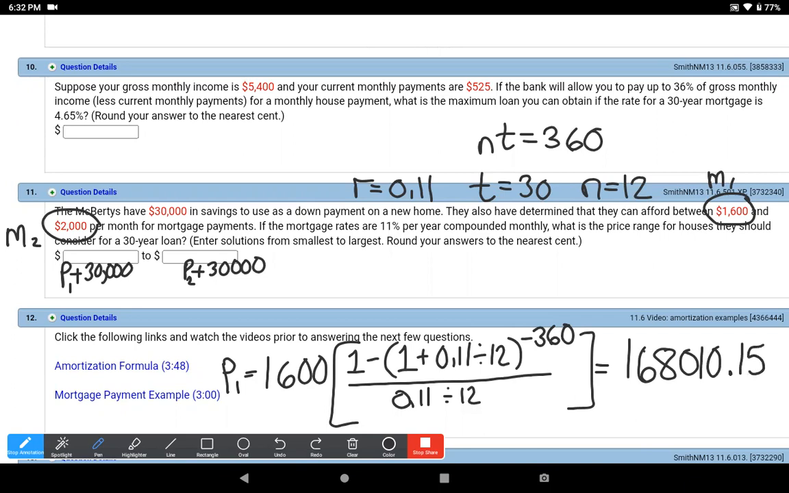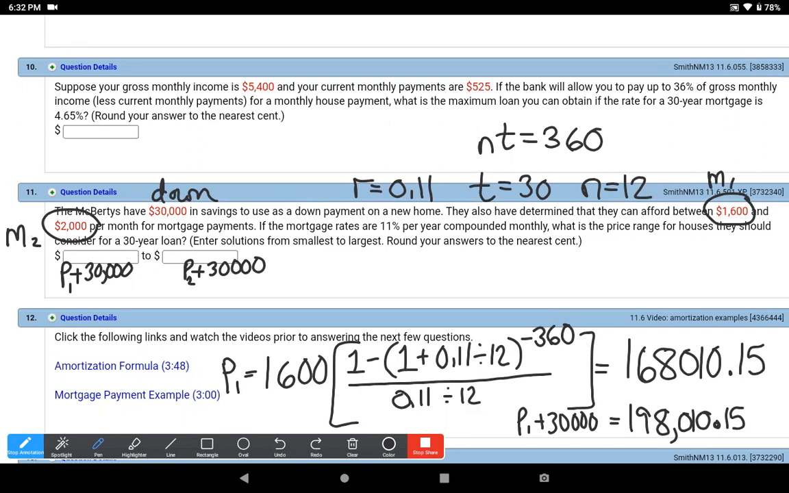168,010.15. But we have a down payment of 30, right? So P1 plus 30,000 is going to raise this to a 9. So our low end of houses, right? I'm going to write it up here, 198. Oh, I can't erase on this one anyway, so that doesn't really do me any good. But I'll try to write up at the top of the screen to get our P2, right?